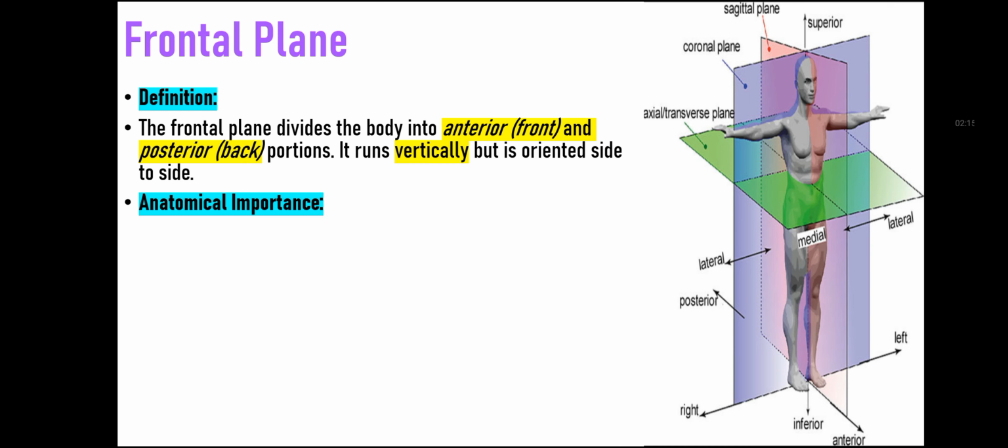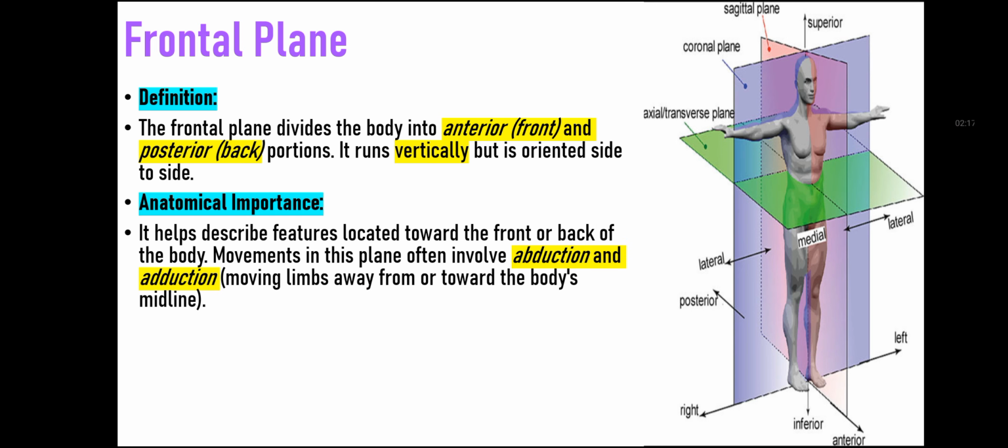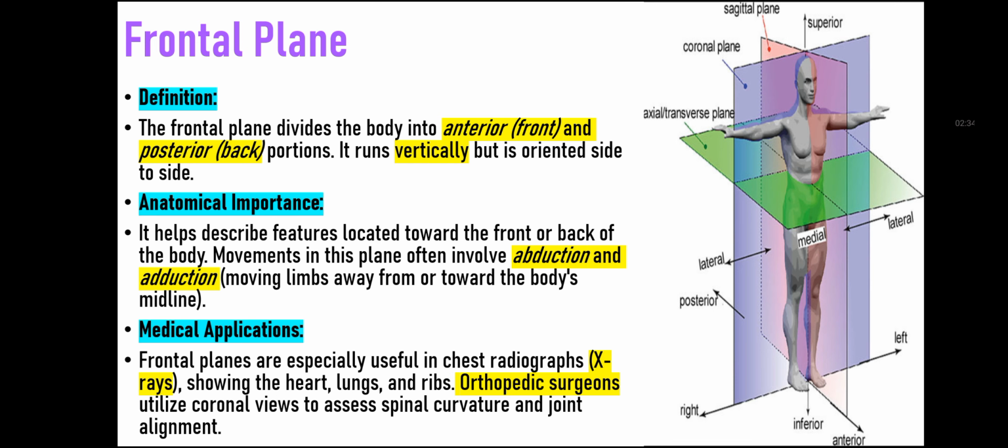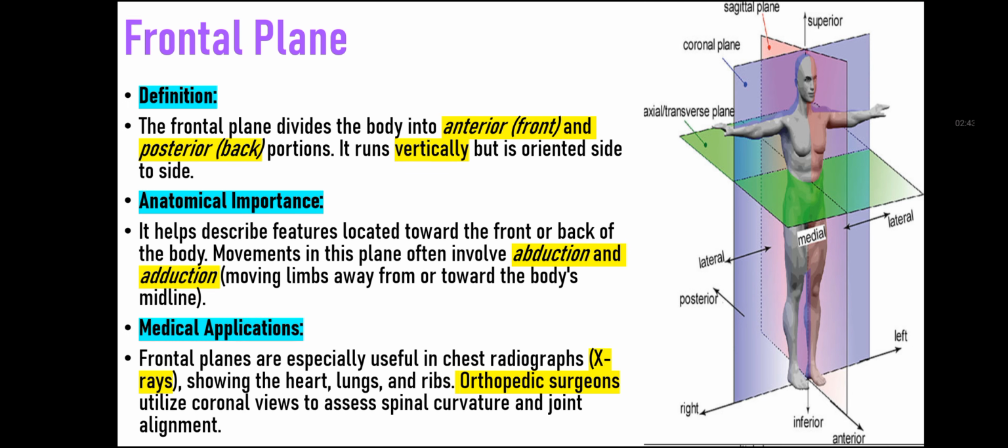Talking about anatomical importance, it helps describe features located towards the front or back of the body. Movement in this plane often involves abduction and adduction, that is, moving limbs away from the body or moving the limbs towards the body. Talking about medical application, frontal planes are especially useful in chest radiographs or X-rays showing the heart, lungs, and ribs. Orthopedic surgeons utilize coronal views to assess spinal curvature and joint alignment.